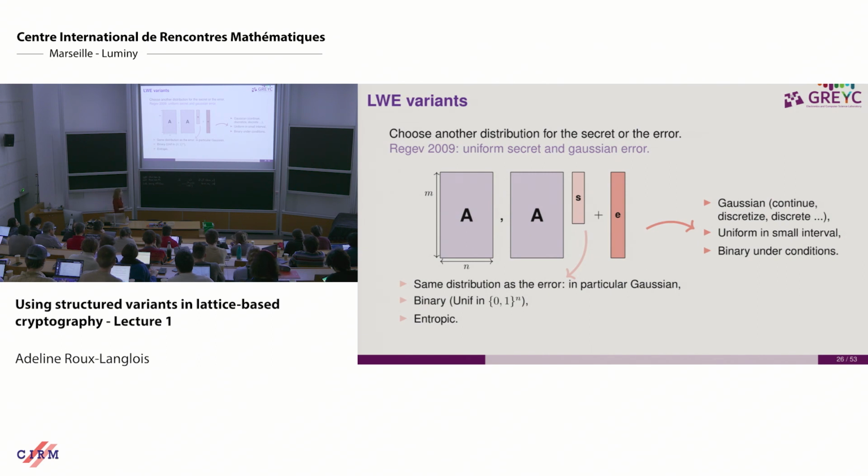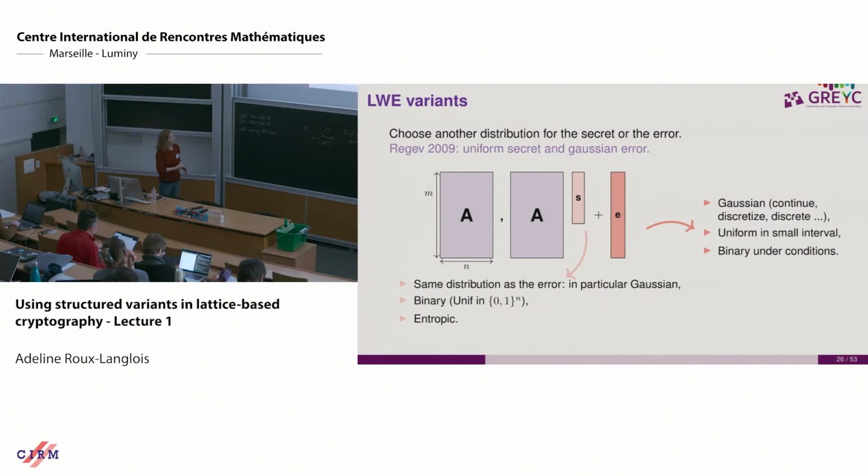Not everything is working, but for those you have proofs that it's still correct if you modify the distribution. And sometimes we use other distributions without proof, but just arguments that it's not easier. So the first result was to say, okay, the error is Gaussian, but the secret can be Gaussian too. Actually, the secret can be uniform in {0, 1}^n. It can be binary. It's much more efficient.